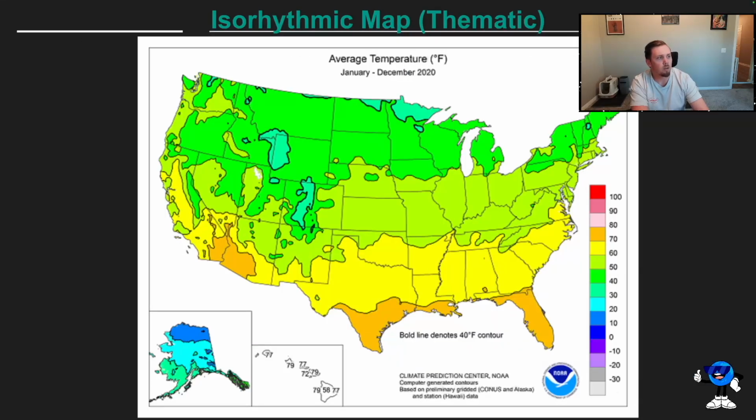Isorhythmic maps include contour maps and other maps that use lines to join points of equal value. Color fills the areas between the lines, which makes it easier to see where the values are the same. An isorhythmic map works well to display data such as air pressure on a weather map or plant hazardous zones on a CPAC.